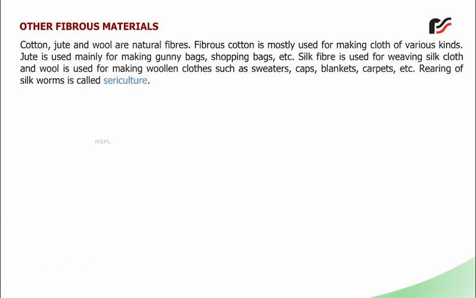Other fibrous materials: cotton, jute and wool are natural fibers. Cotton is mostly used for making cloth of various kinds. Jute is used mainly for making gunny bags, shopping bags, etc. Silk fiber is used for weaving silk cloth and wool is used for making woolen clothes such as sweaters, caps, blankets, carpets, etc. Rearing of silkworms is called sericulture.